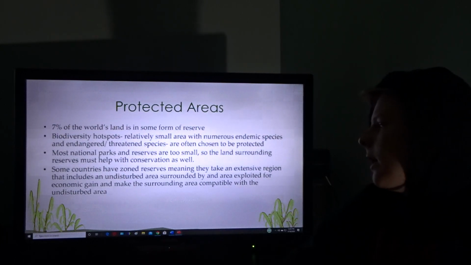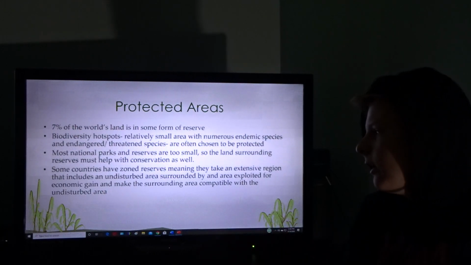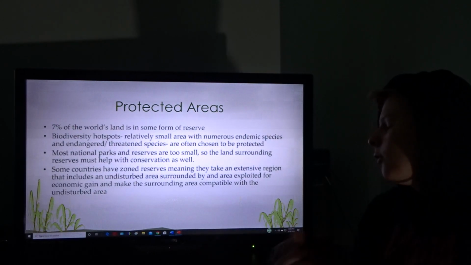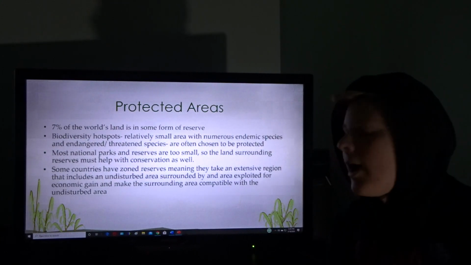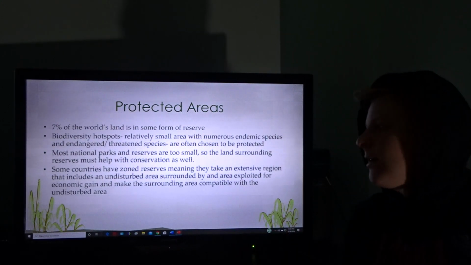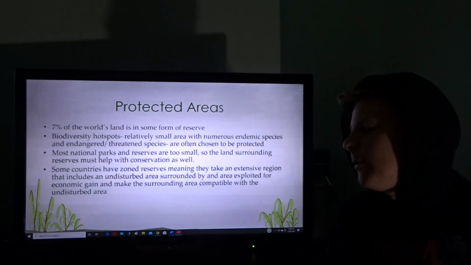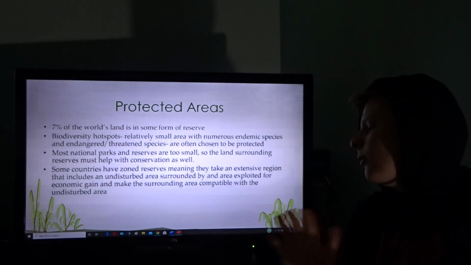Some countries have zoned reserves, which basically puts this in a law where they take an extensive region that includes a nature reserve or an undisturbed area that's surrounded by an area that humans have used for economic gain, and they try and make that area that humans use for economic gain compatible with the undisturbed area as best they can through legal procedures.